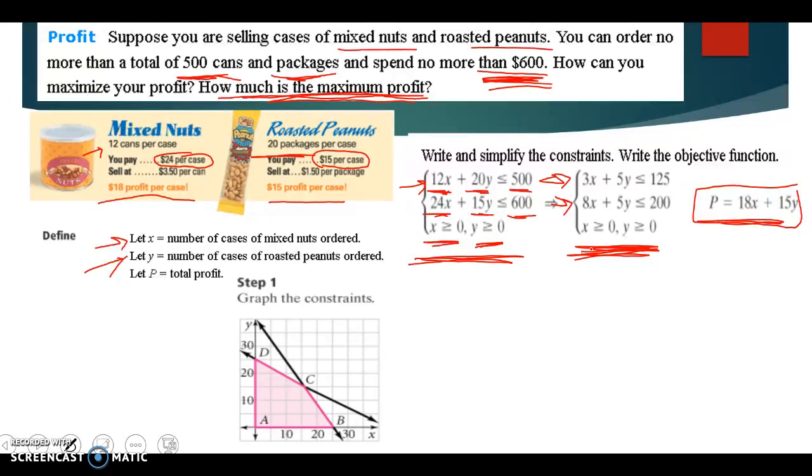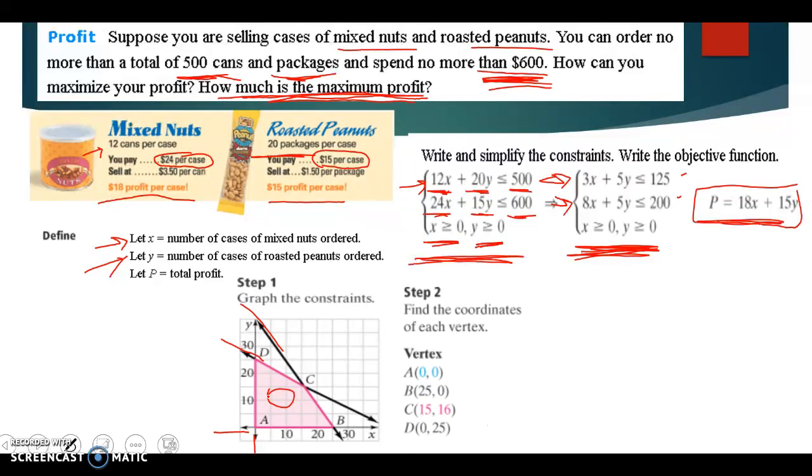It looks like there are 2 here. The first 2 graphs are these 2 lines here and here. But then I have x greater than or equal to 0 and y greater than or equal to 0, which essentially means I'm in the first quadrant. Once I get that feasible region, which is this area here, then I want to find the vertices. That's step 2. I have point A, point B, point C, and point D. Once I figure out what those vertices are, I label them: B is at the point (25, 0), C is at the point (15, 16), and D is at the point (0, 25).